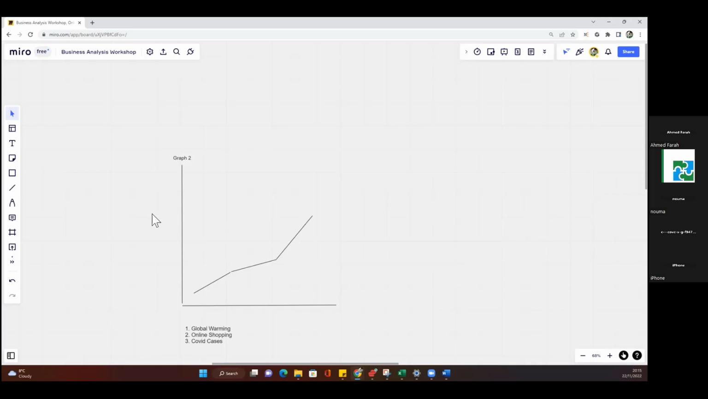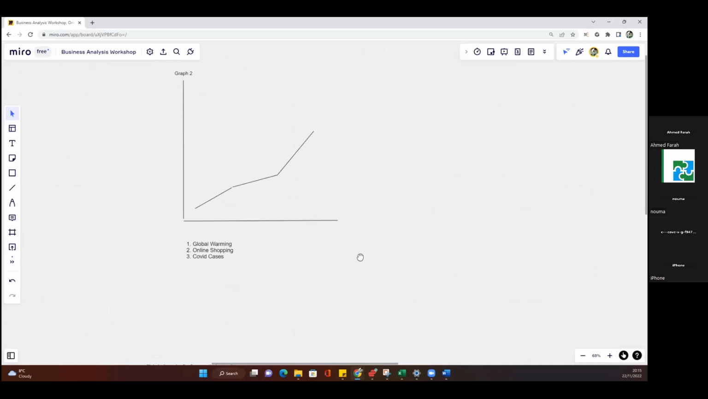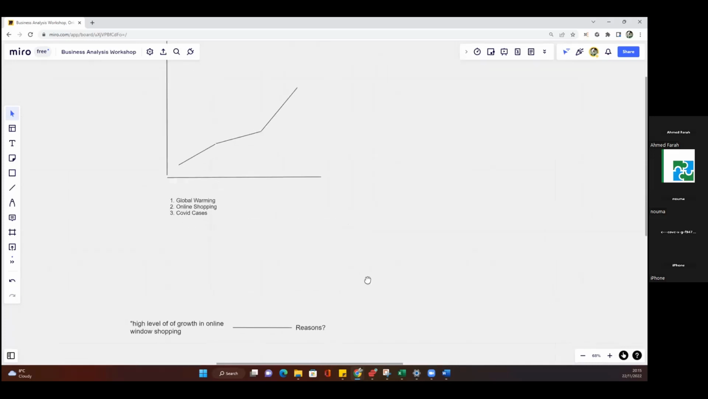Anyone? I'm going to take a guess. Global warming. Okay. It could be global warming, but it's actually online shopping. I mean, that specific data set relates to online shopping. So again we have a data set and we see a trend, right? There's a major increase in online shopping, so there's high-level growth in online shopping.